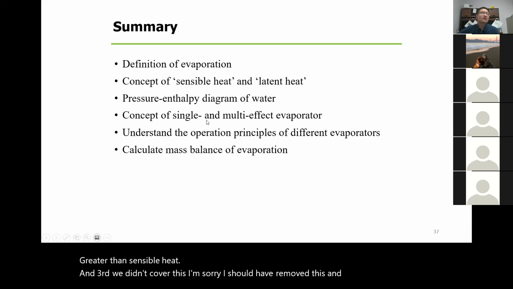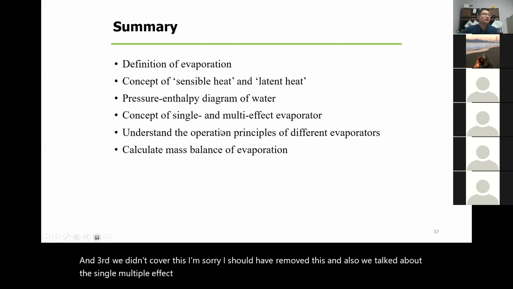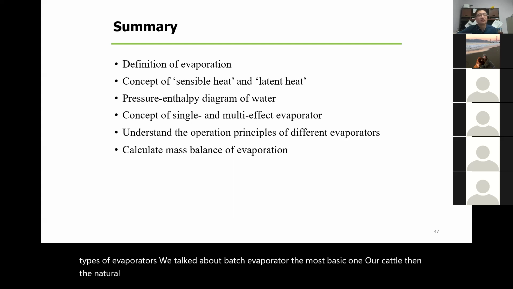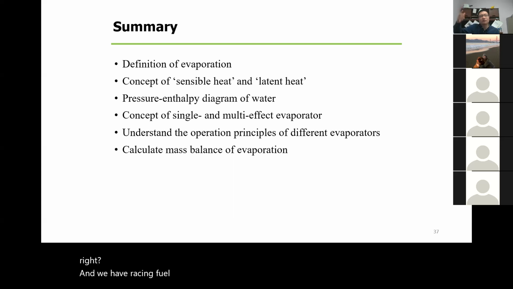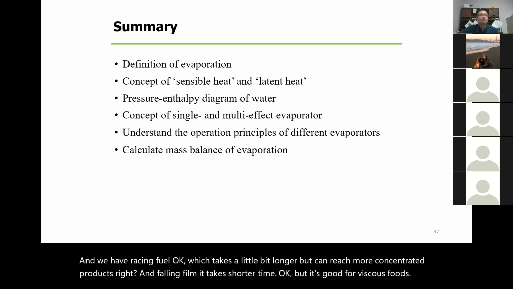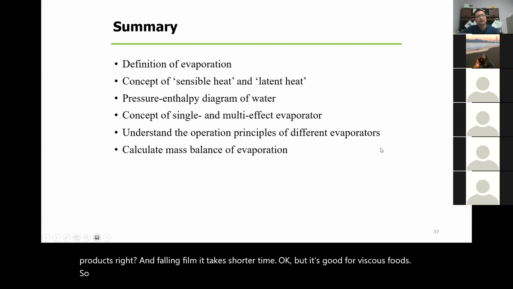We also talked about single and multiple effect evaporators, and the different operation principles in different types of evaporators. We talked about the batch evaporator, the most basic one, like our kettle. Then natural circulation and forced circulation, which are circulating evaporators. Then we have the rising film, which takes a little bit longer but can reach more concentrated products, and the falling film, which takes a shorter time and is good for viscous foods. So the five evaporators are very different.